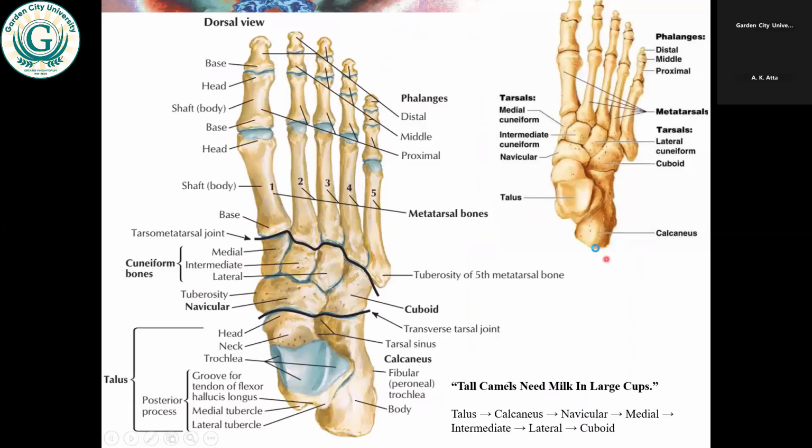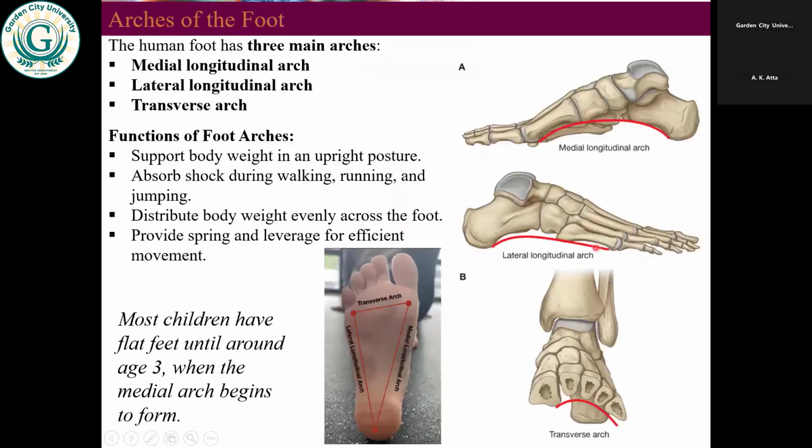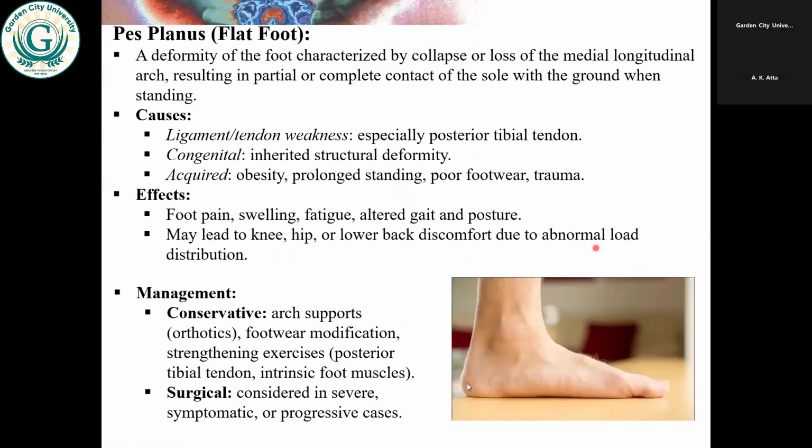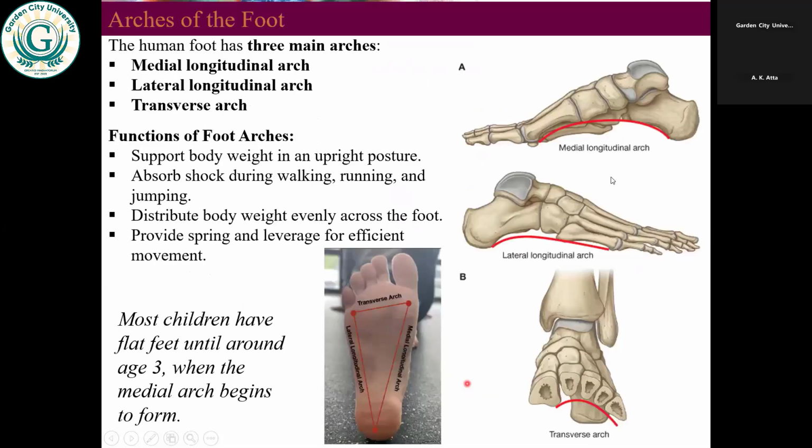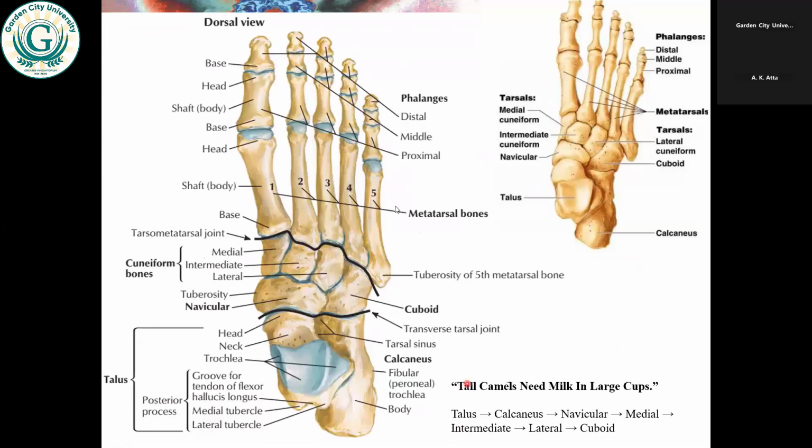The calcaneus is the heel bone. The calcaneus is the what? Is the heel bone. Okay. Then, of course, you have the metatarsal bones and, of course, the phalanges.